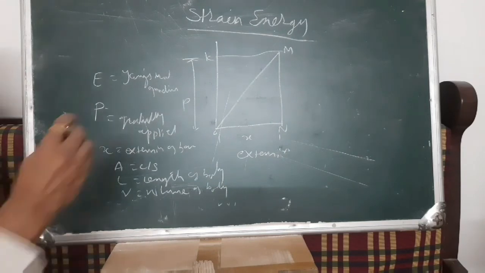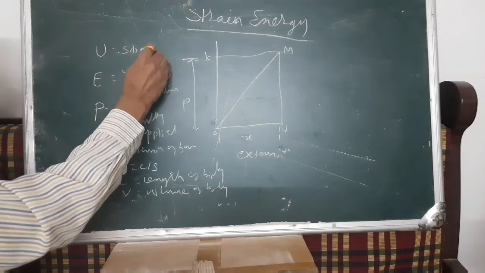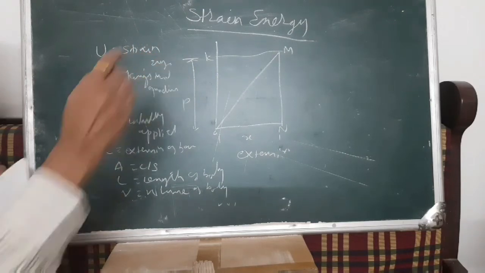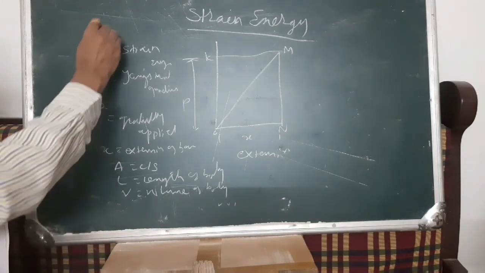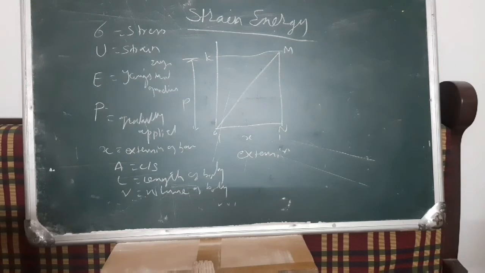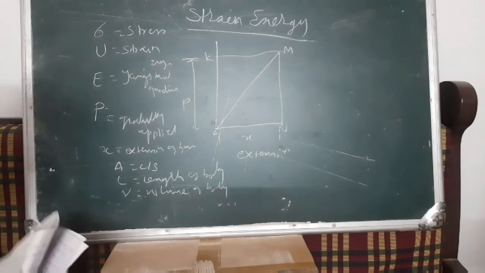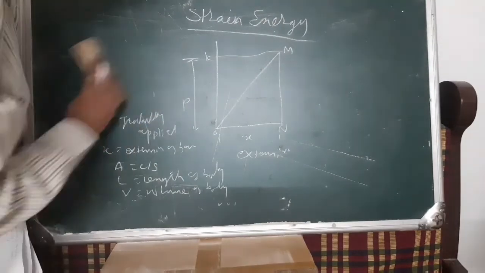U be the strain energy stored in the body, and sigma be the stress in the body. Now when we consider from the basics, what is the work done? Work done by the body. What is the work done by the body?